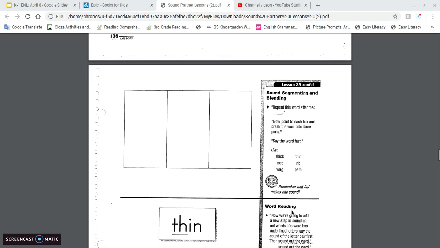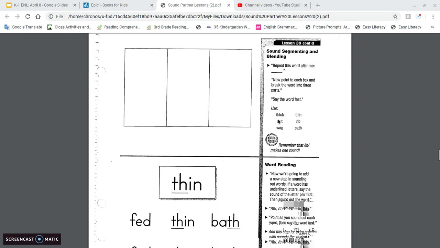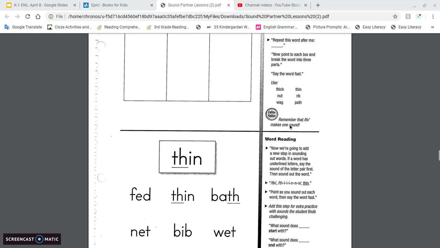All right, going down to the sound segmenting and blending. So now we're having the words thick and thin. And when they're talking about sounds, they still want to do 3 sounds. The T and the H are not separate. The T and H are now together. So doing thick, thin, nut, rib, wag, and path. And talking about how in this word path, the ending sound has the th sound. And then it just reminds you here again, remember the TH makes 1 sound.